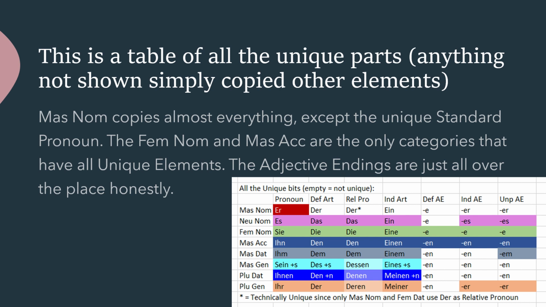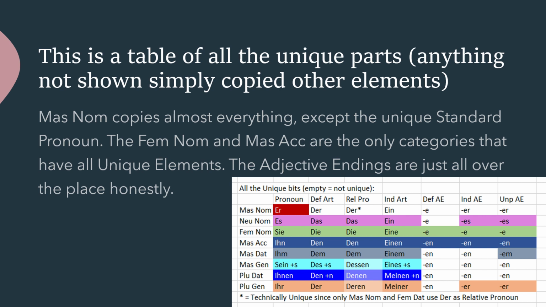So now, this is the table of all of the unique parts. So this is very useful in combination with a chart that I showed previously, the overall chart. I think we're going to get to it in a second. But this is the table of all of the unique bits. So masculine nominative copies almost everything except the unique standard pronoun. Obviously they might copy it from different elements, right? They're not all copying it from just the neuter nominative or just the plural genitive, but they're copying it from somewhere else. However, they do have a unique pronoun er that is not used anywhere else. So you say er ist. When you say er in that instance, there's no confusion. You know that you're talking about the third person masculine.